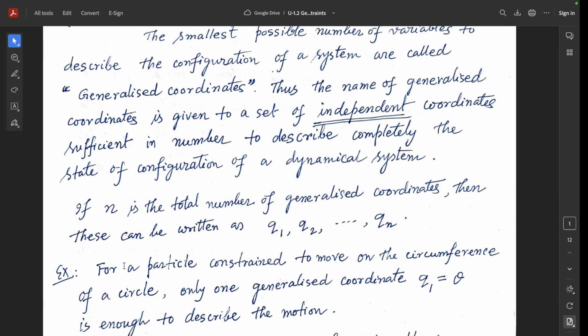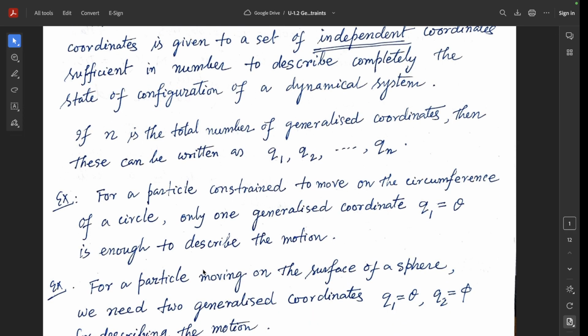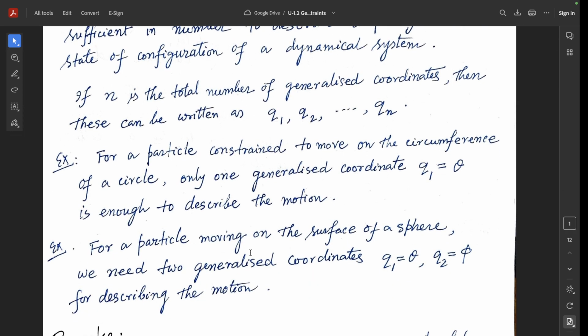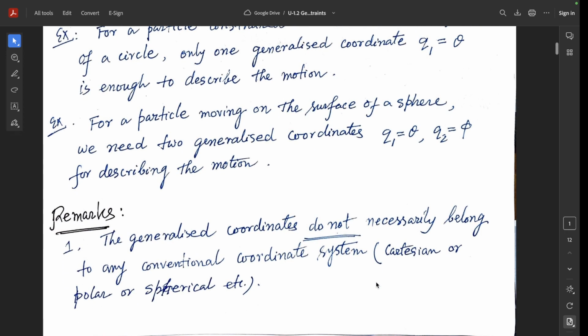Some examples. For a particle constrained to move on the circumference of a circle, only one generalized coordinate, q1 equal to theta, is enough to describe the motion. Second example, for a particle moving on the surface of a sphere, we need two generalized coordinates, q1 equal to theta, q2 equal to phi, for describing the motion.